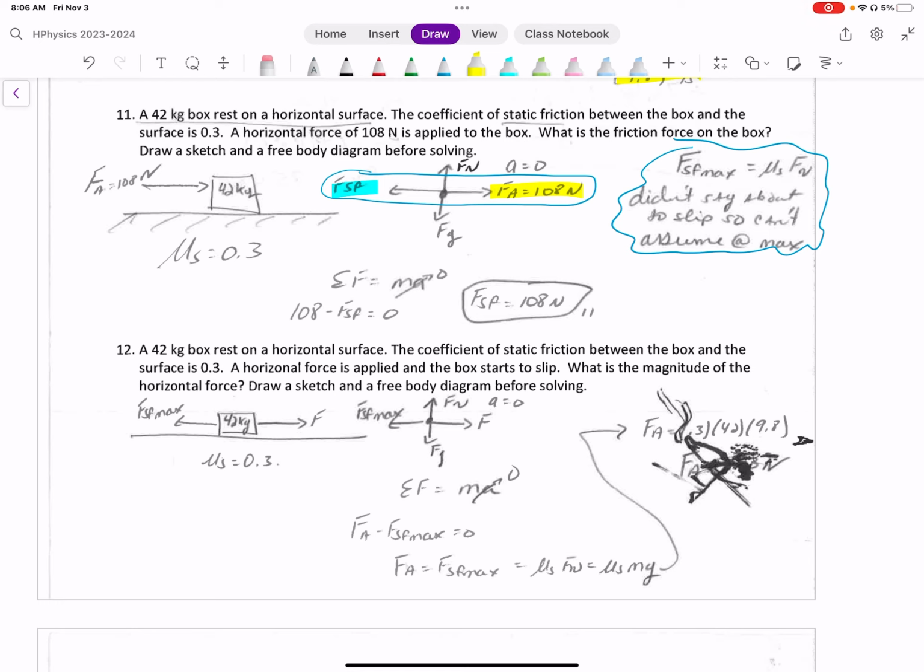So this is static friction because the block is not sliding, it's at rest. But notice they did not tell you that it was about to slip. Therefore, we cannot assume that the static friction is at its maximum value. So we have to find it by looking at the free body diagram and summing the forces in the x direction. So I've drawn a picture.